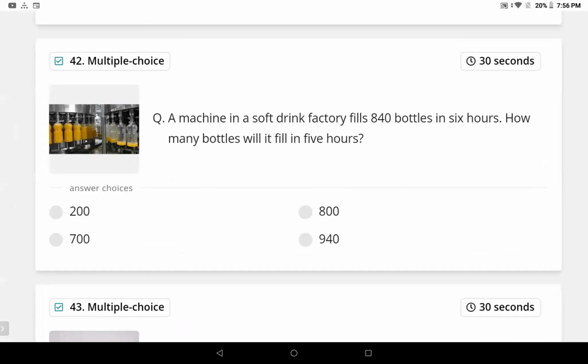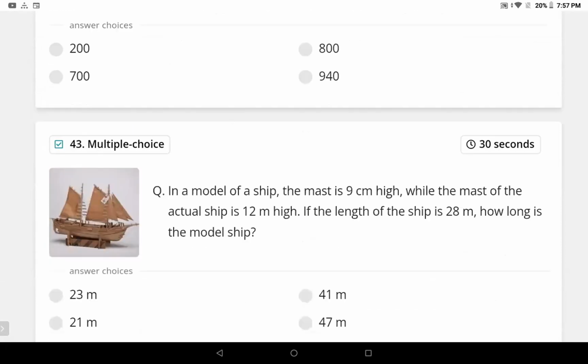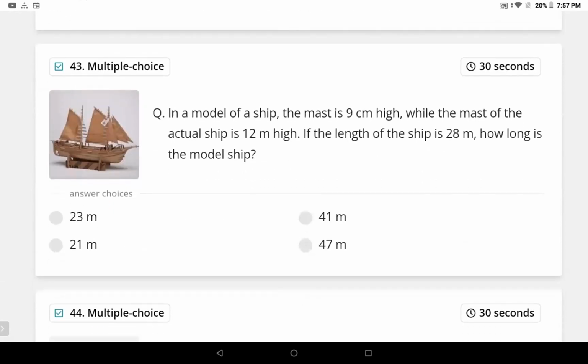Next, Inia, please read the next question. A machine in a soft drink factory fills 840 bottles in 6 hours. How many bottles will it fill in 5 hours? Right, 840 by 6 into 5. Right.